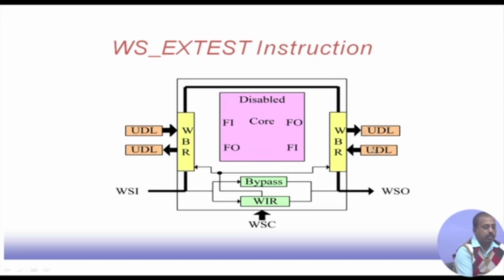Similarly, for this UDL, we can put the test input from the boundary scan register and get the response from the boundary scan register. That will go out through this WSO line. So, when the WSC puts it in the X test mode, the core is put into a disabled mode and the operations are being done.